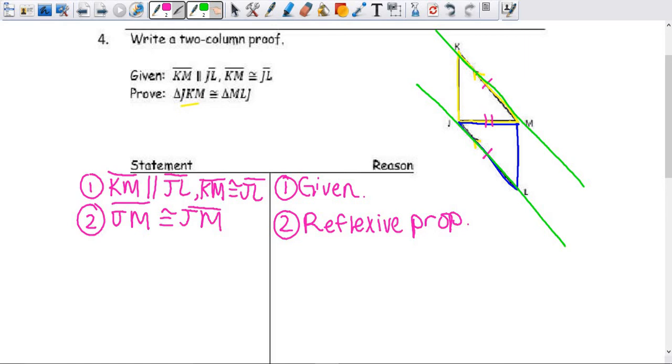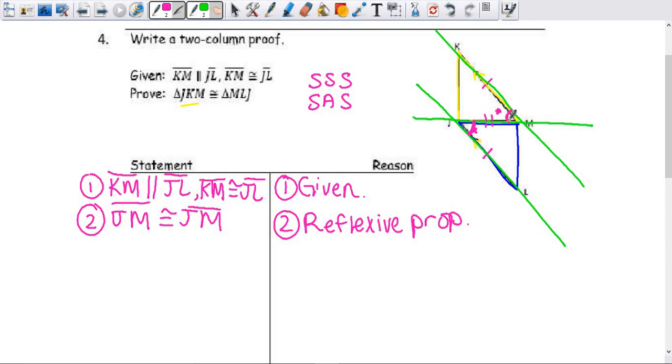I've got two sides already, so I'm either going for side, side, side, or side, angle, side. I'm probably going to go for side, angle, side because parallel lines give me angle pairs. So I want this angle to be in between my sides. So I'm going to want these angles to be right here in between the sides. So let's go ahead and use this as our transversal then.